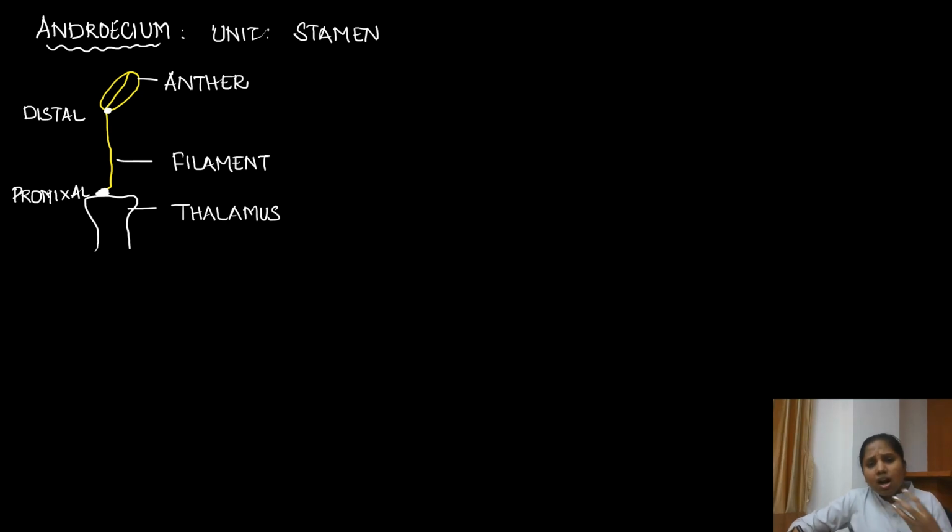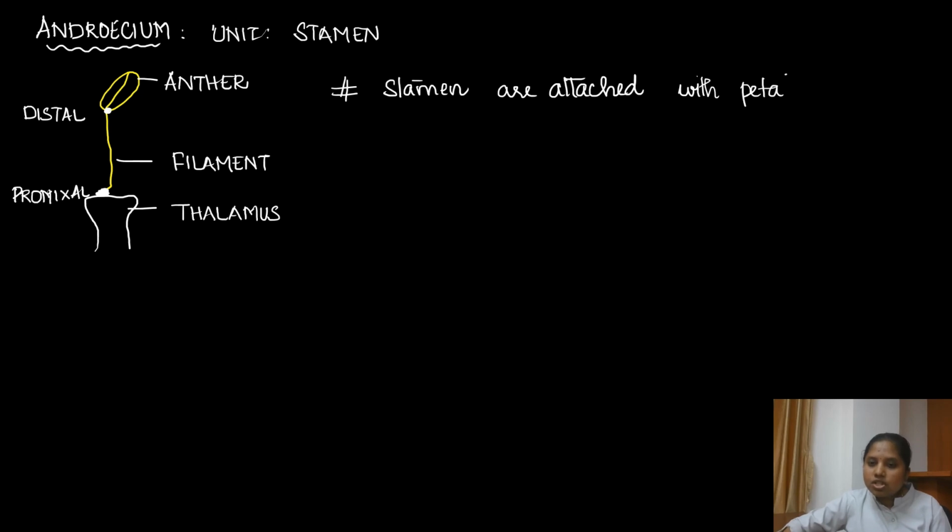Now, are these stamens attached only with the thalamus? No. In some cases, the stamens are attached with the petals. When the stamens are attached with petals, we call that condition epipetalous. When our stamen or the androecium is attached with the petals, you call that the epipetalous condition.